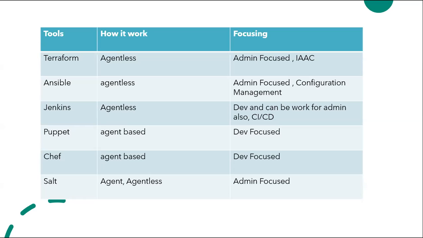Puppet is agent-based and it's a very advanced tool that needs some coding. It's focused on development more than admin work. Chef is also agent-based, but it's more commonly used than Puppet, and it's focused on development as well. Salt you can use either as agent or agentless, depending on the situation or the client's requirement, and it's focused on admin work. These are general examples. This is not the only set of tools for DevOps. There are a lot of tools, but these are the ones related to the presentation.